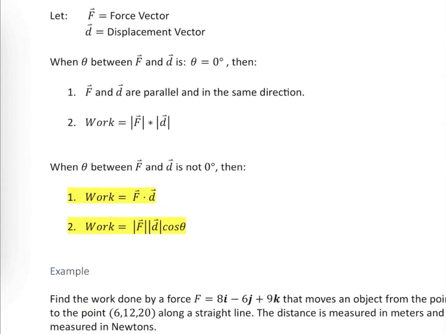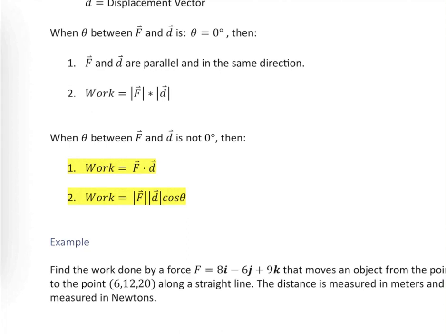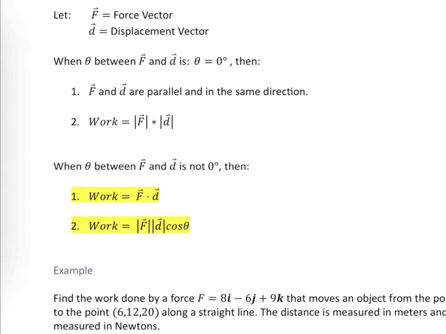So if the two vectors are in the exact same direction, so in this case if my force vector was in this direction and the displacement, or how far it traveled, was also in the same direction, so the two vectors have an angle between them that's 0 degrees, then the work is simply calculated by the magnitude of the force multiplied by the magnitude of the displacement.